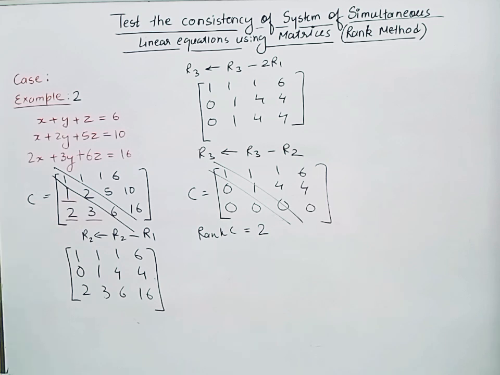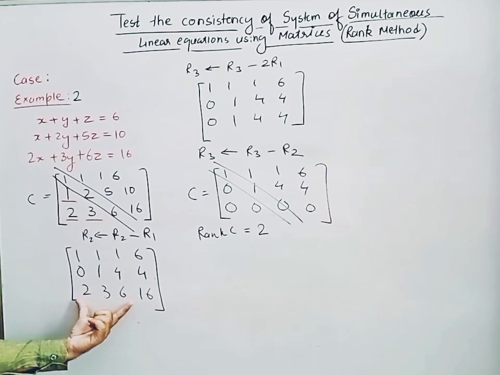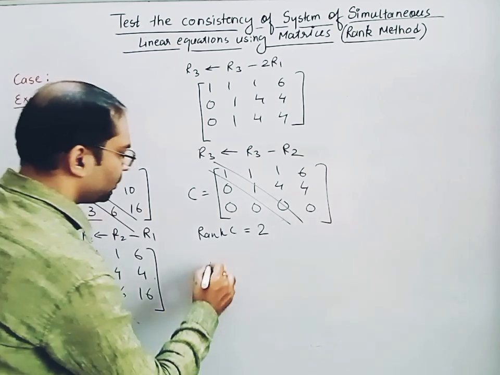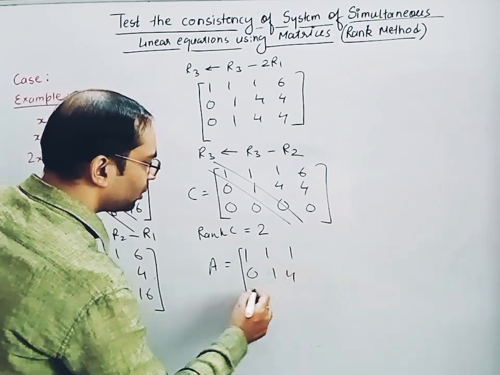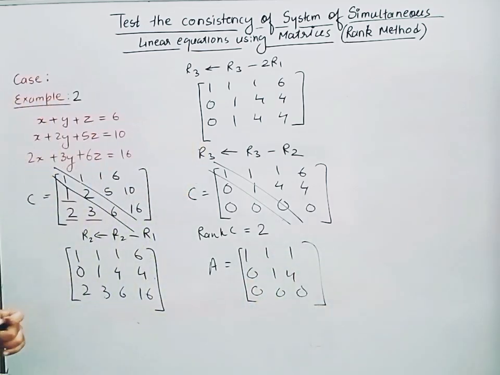Now we'll extract matrix A from this. We know this augmented matrix is created by adding this column, and this is matrix A. So we'll take the first 3 columns to extract matrix A. Here matrix A after conversion would be 1, 1, 1, 0, 1, 4, 0, 0, 0. So this is the matrix A. We have already converted this into an upper triangular matrix as well.